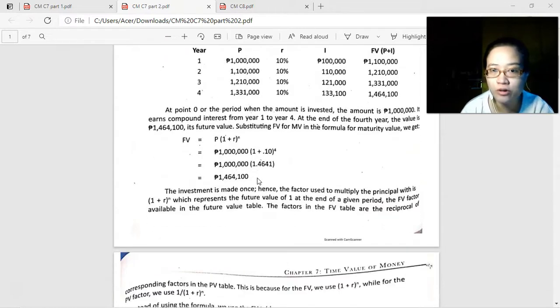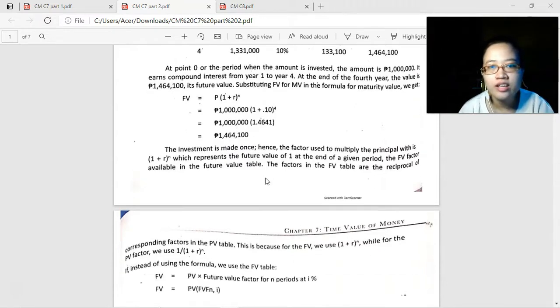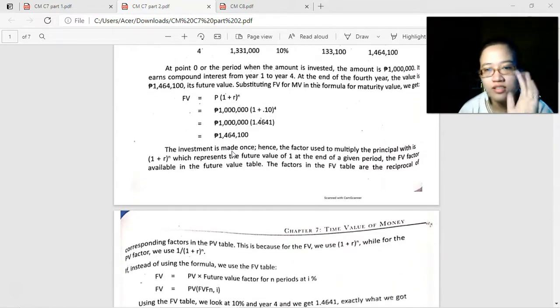Substituting FV for MV in the formula for maturity value, we get, diba? If gagamitin natin yung formulang pinrovide in the previous video, 1 million principal times 1 plus the interest rate raised to the number of years or number of terms. So, 1 million multiplied by 1.4641. So, yun na. Same lang, diba? 1,464,100. So, the investment is made once, sa simula lang.